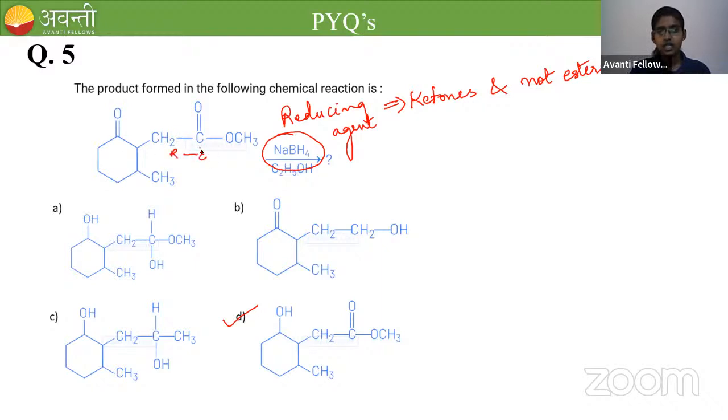R, C double bond O and OR. So the ester carbonyl system will not get reduced. So this is the ketone. R, C double bond O and R we are having. The C double bond O will be converted to the secondary alcohol. So ketones always get reduced to secondary alcohol, no? So the C double bond O will be converted to CHOH. So option D is the correct answer. The ester part remains the same.